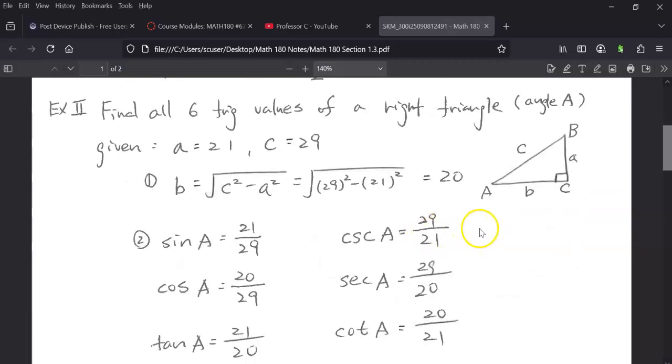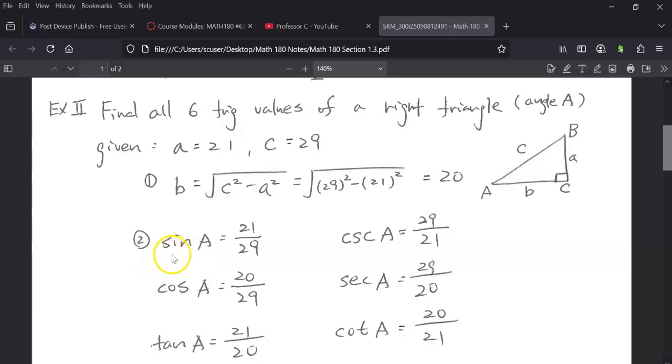Now the next example, we're going to find all 6 trig values of angle A of a right triangle. That's our ending product. The first thing we're going to do is, since it's a right triangle, use the Pythagorean theorem. The Pythagorean theorem says a squared plus b squared equals c squared. Since we're given a and c, we need to find b. So b must equal the square root of c squared minus a squared. Once we plug in our a and c values, we get 20. So b is 20. Then we just go through our 6 trig values.